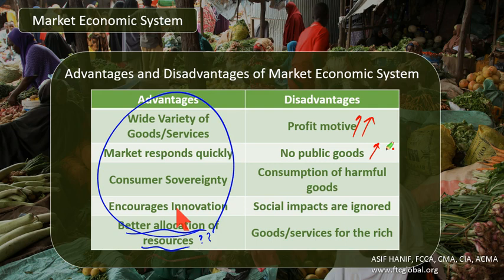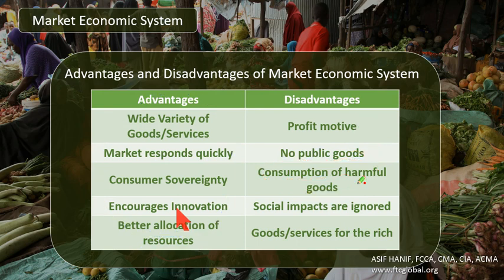So if it's purely market economic system, there will be no government intervention. There will be no public goods. There will be consumption of harmful goods: drugs, alcohol, cigarettes. Since they are profitable to sell, producers will sell and consumers will buy. Market will produce what consumers are looking for. So consumers might consume something harmful because producers want money for their output.